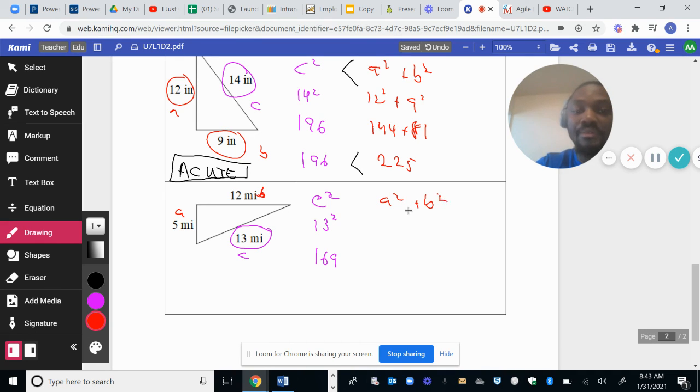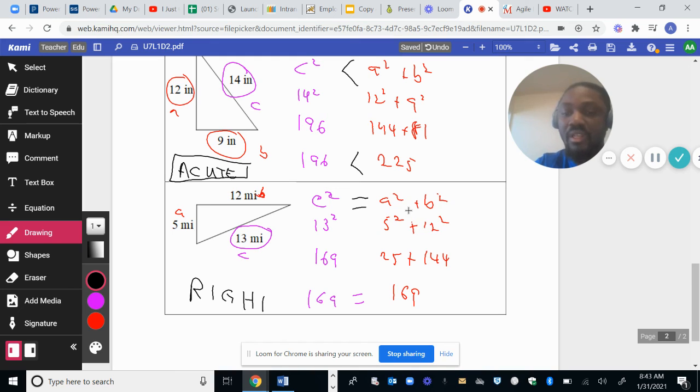plus B squared, and my A happens to be 5. I square it, my B happens to be 12. I square it. 5 squared is 25. 12 squared is 144. And then the sum gives you 169. And C squared is also 169. As you can see, they are equal. Then you can decide to say these two are equal. And since the square of the longest side, which is the hypotenuse, is equal to the sum of the squares of the two legs, then we can say they are right. So we can say this triangle is the right triangle, okay?